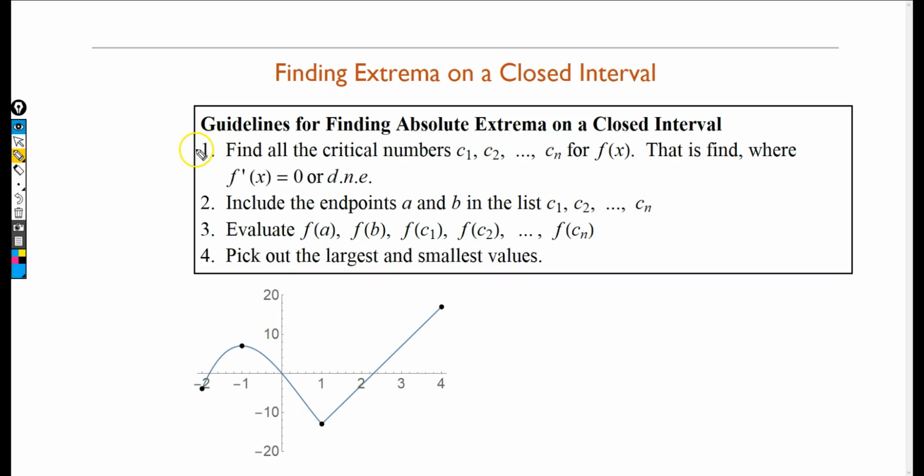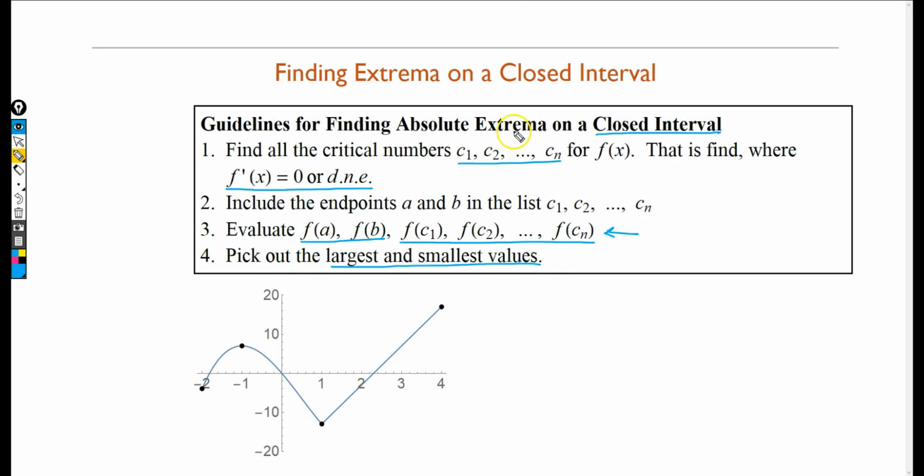So the first thing we want to do when looking for absolute extrema on a closed interval, and it's important that it's a closed interval, is find all the critical numbers. That is, we want to find where the derivative is 0 or does not exist, and we list out those numbers. Then we throw the endpoints into this list. Then we evaluate f of the endpoints, and we evaluate the function at all the critical numbers. Now we're guaranteed that the absolute maximum and absolute minimum for the function will be one of these numbers. So then all we have to do is pick out the largest and smallest values, and those will be our absolute maximum and absolute minimum. So this process tells us where the absolute extrema occur and what their values are.